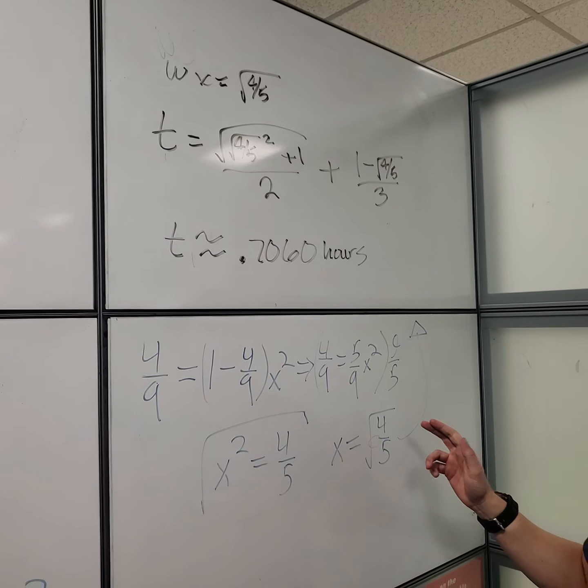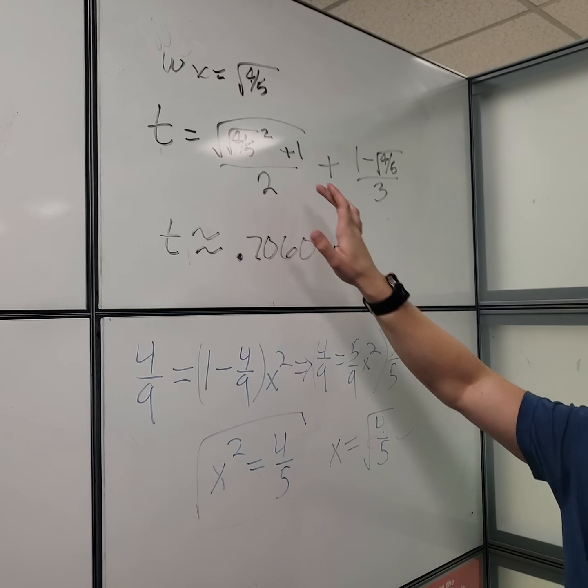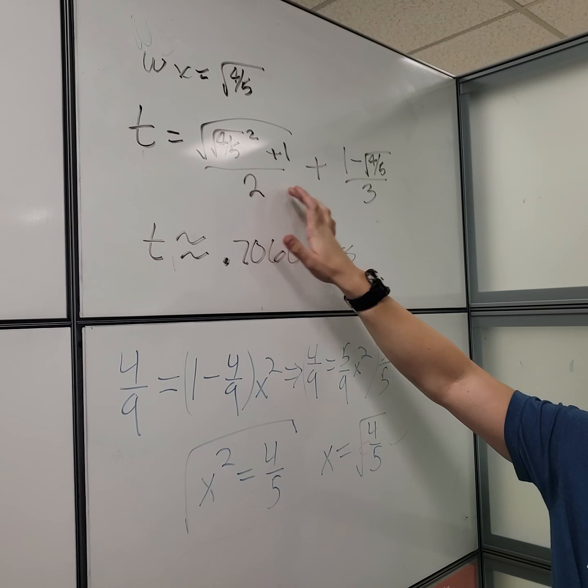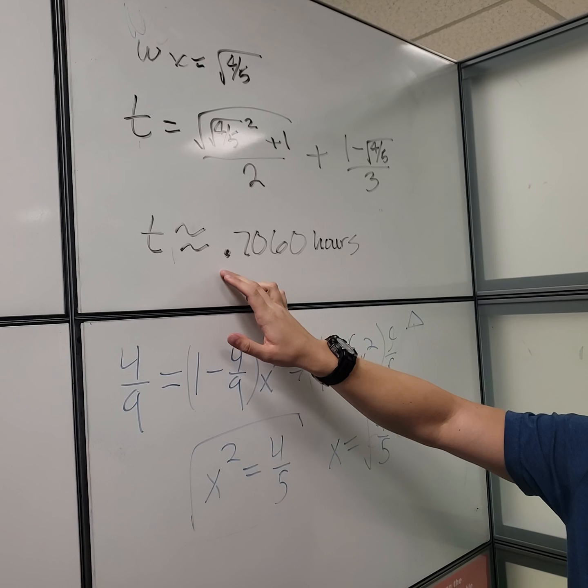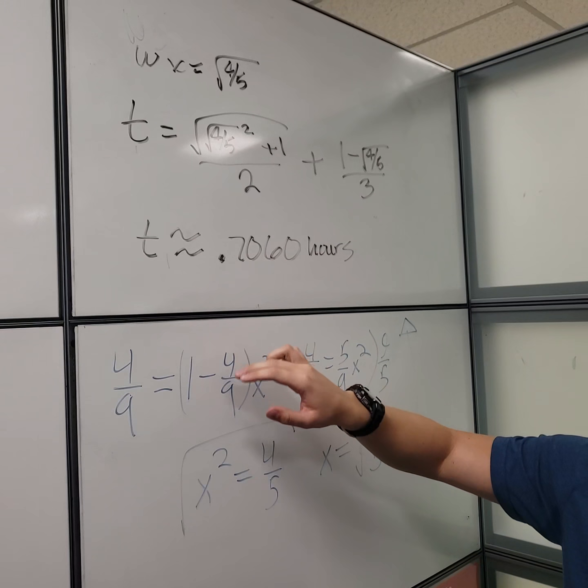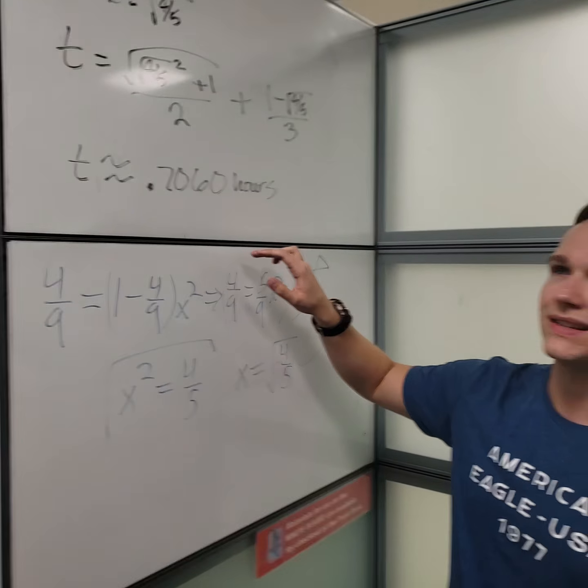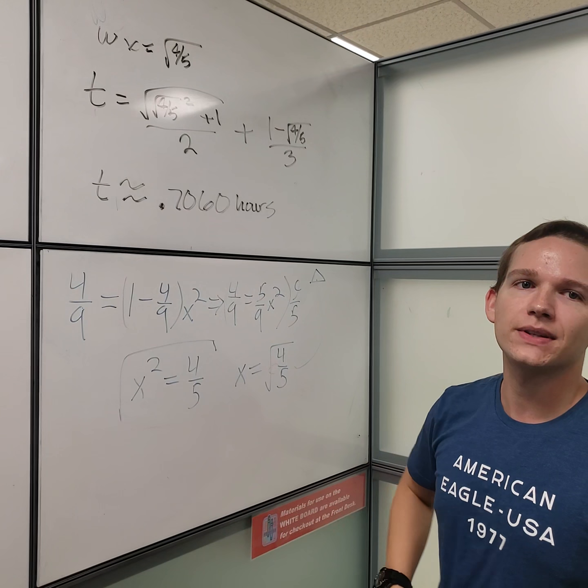So now that we know x, we can plug that back into our t equation, and we can solve that down to the total time it's going to take to swim from A to D, then walk from D to C, which is about 0.7060 hours.